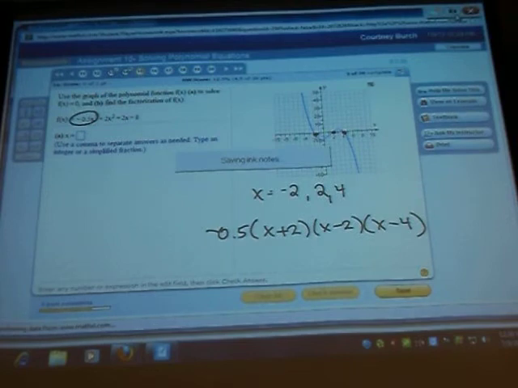So you put that negative 0.5 out front? Because that's your leading coefficient, yep. And so it's going to go up front. Yours is negative 0.5, I think.